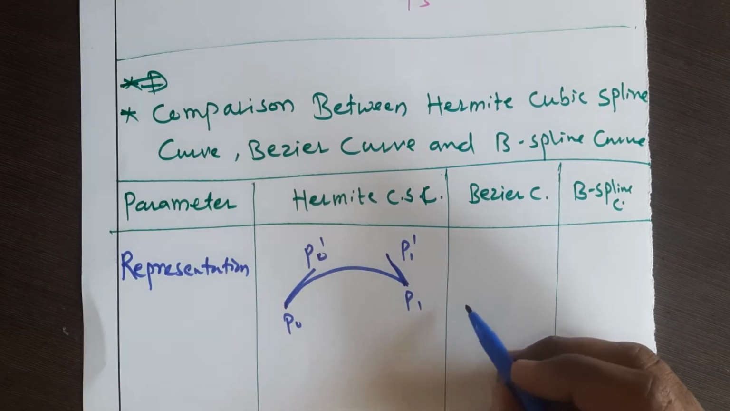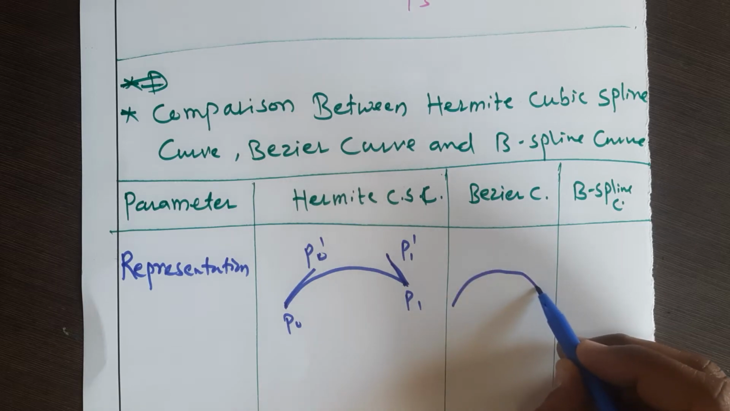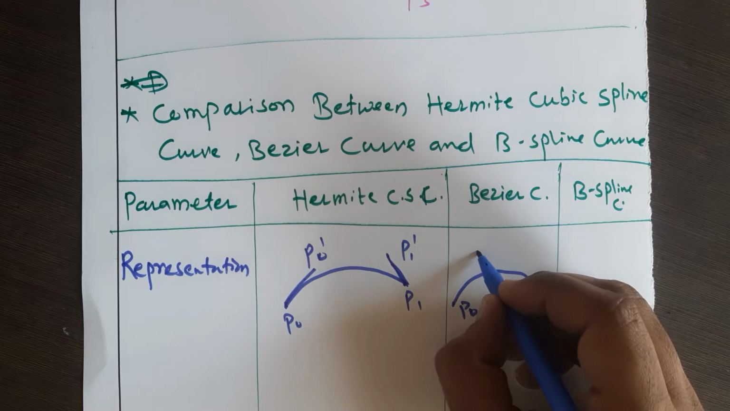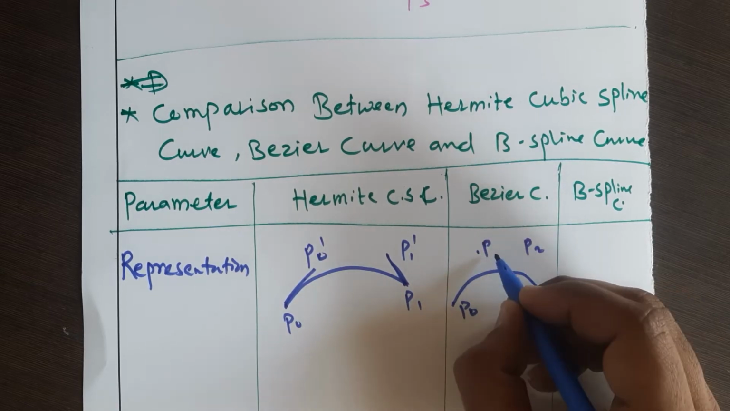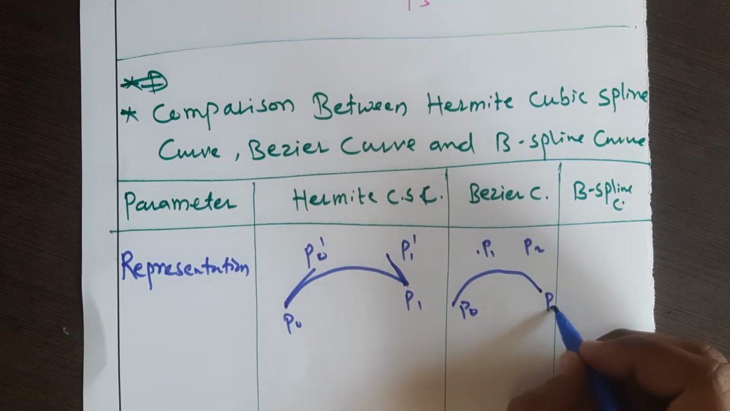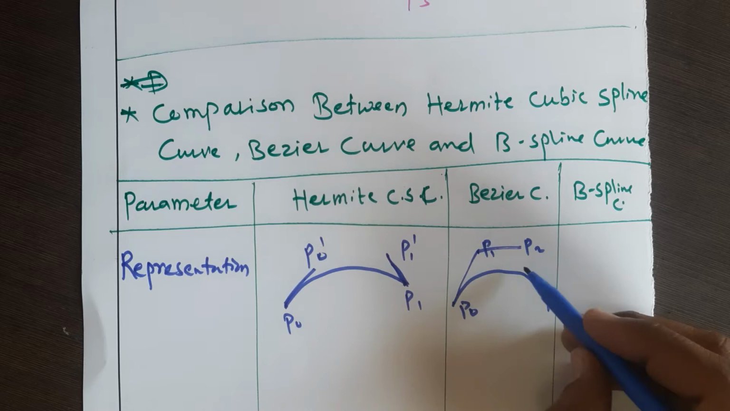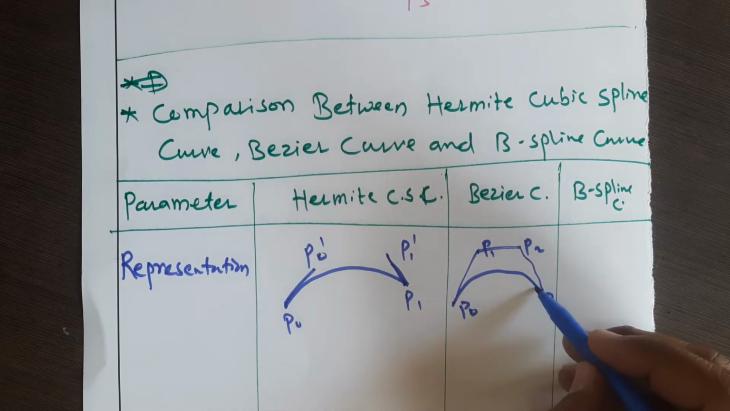Then in case of Bezier curve, it will be represented like this again, but here P0, P1, P2, P3. So it will start from the first point and end at the last point. The remaining points will be used to control the Bezier curve. So the curve will be like this only.